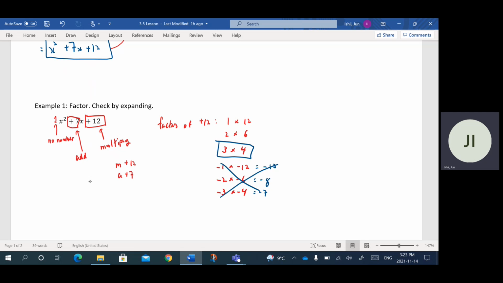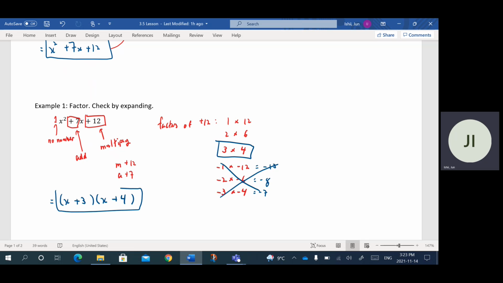And now it's actually fairly simple. What we're going to do here is write up two sets of brackets, and write an x in front of both. Basically, all I do is insert the two numbers. So that's plus 3, plus 4.